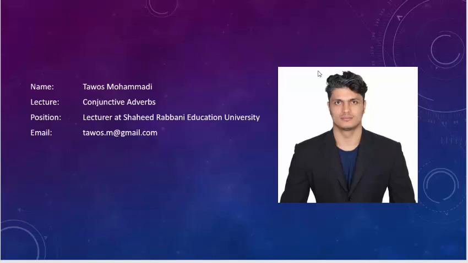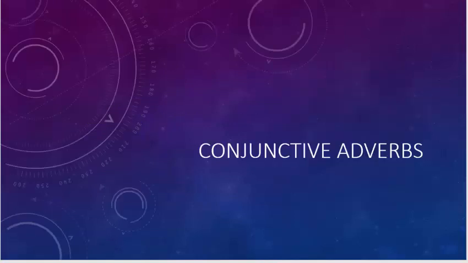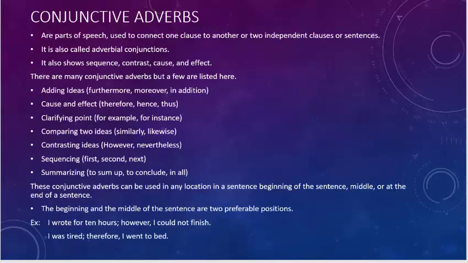In the name of Allah, our today's discussion is on conjunctive adverbs. Conjunctive adverbs are a part of speech and they are used to connect one clause with another clause. Or in other words, if we say it, they join two independent clauses or sentences with each other. They are also used to join two ideas with each other. These conjunctive adverbs are called adverbial conjunctions.